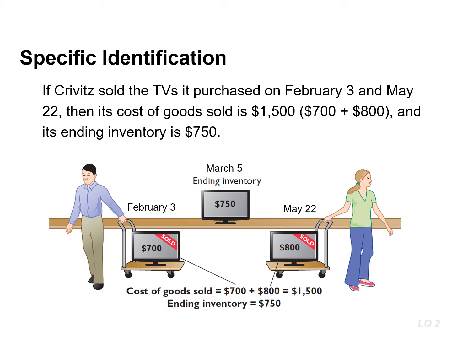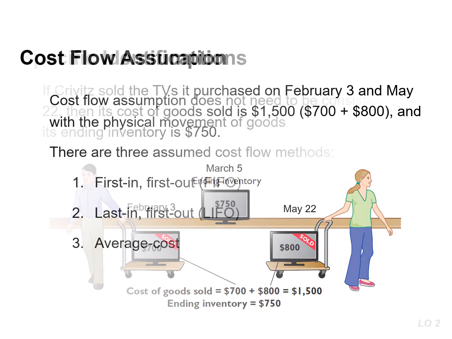If this company can positively identify which units it sold and which are still remaining in ending inventory, it can use the specific identification method. If the company sold the TVs purchased on February 3rd and May 22nd, then its cost of goods sold is $1,500, $700 plus $800. Its ending inventory is $750, which represents the March 5th purchase.